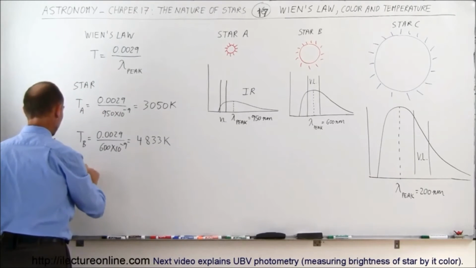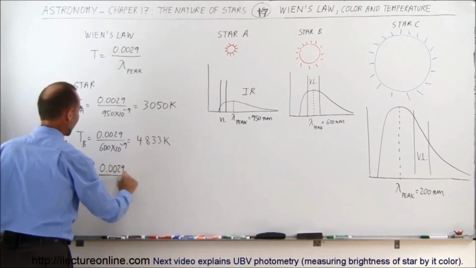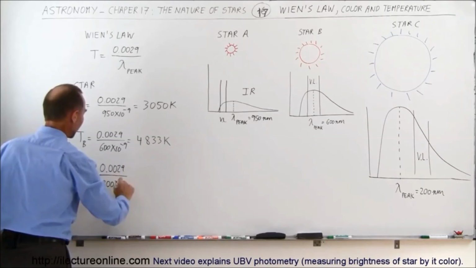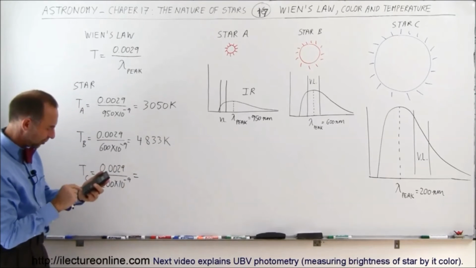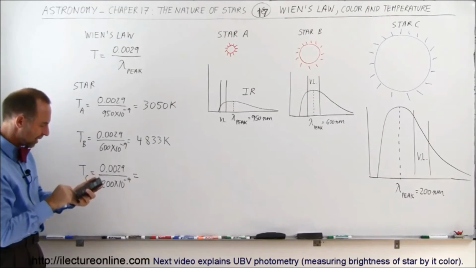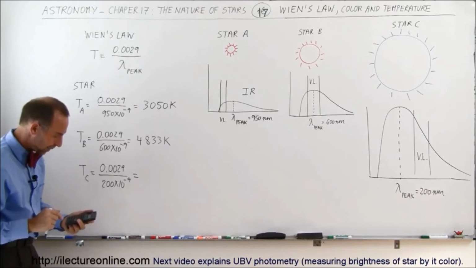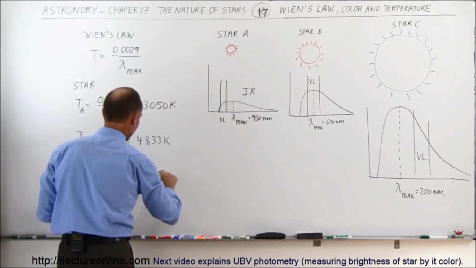Next, we go to star C. So the temperature of star C is equal to 0.0029 divided by 200 times 10 to the minus 9 meters. And that star would have a surface temperature of 14,500 Kelvin.